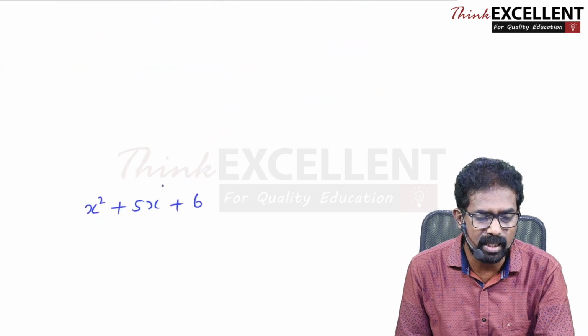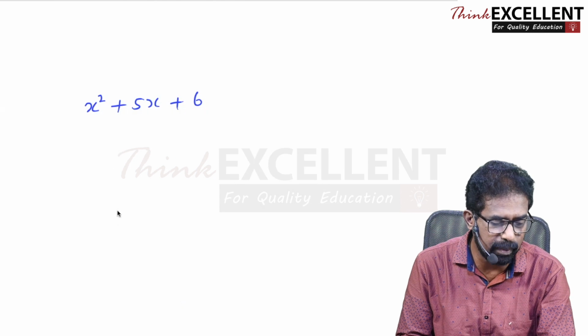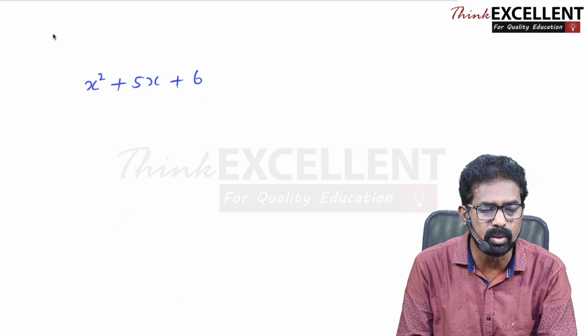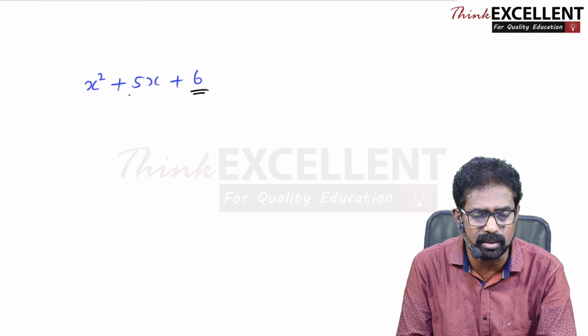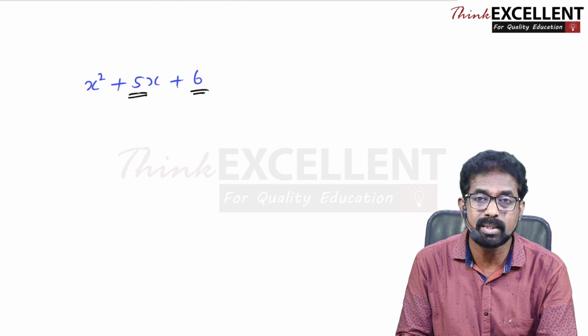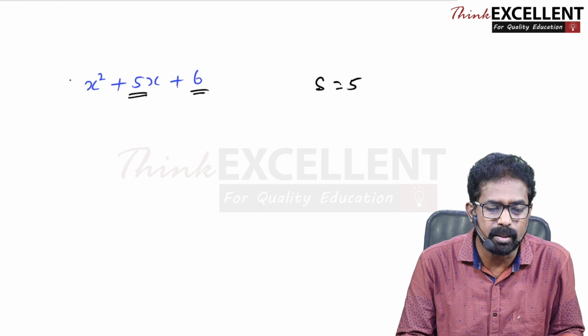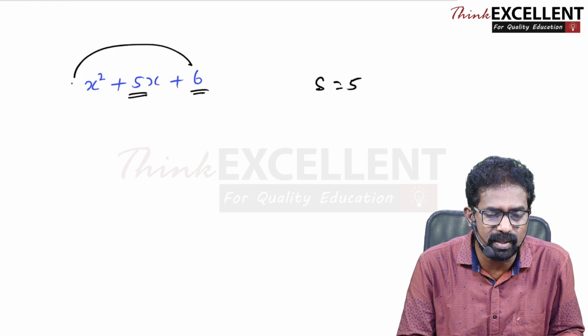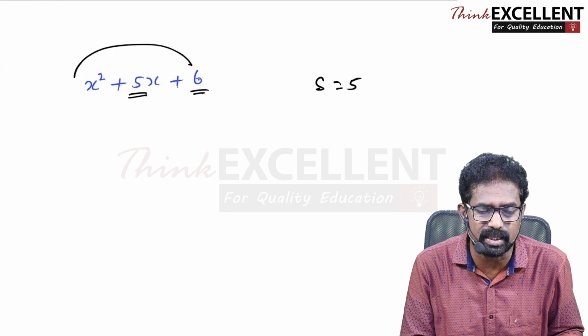Okay. Now see another one. Here the last term, 6, is not a perfect square. So we go for a product method. 6 is not a perfect square. Here the method is like a puzzle, right? The sum must be 5. The sum is equal to 5 and the product is a into c, first into last. Here the a value is 1, the b value is 5, the c value is 6, right?